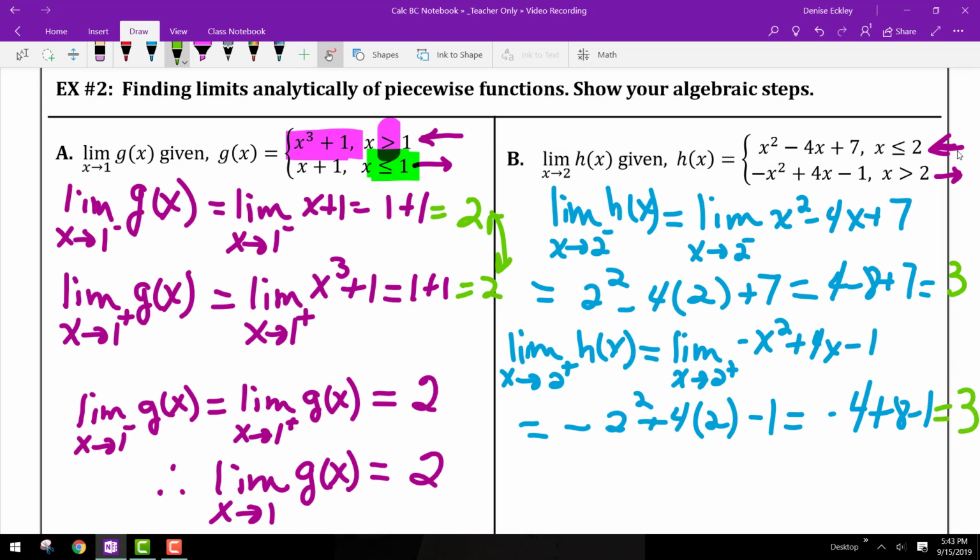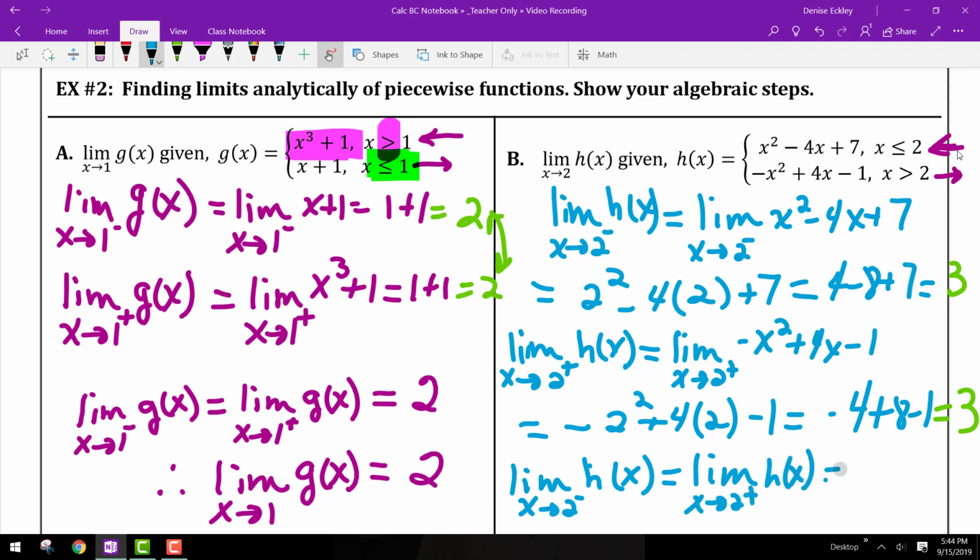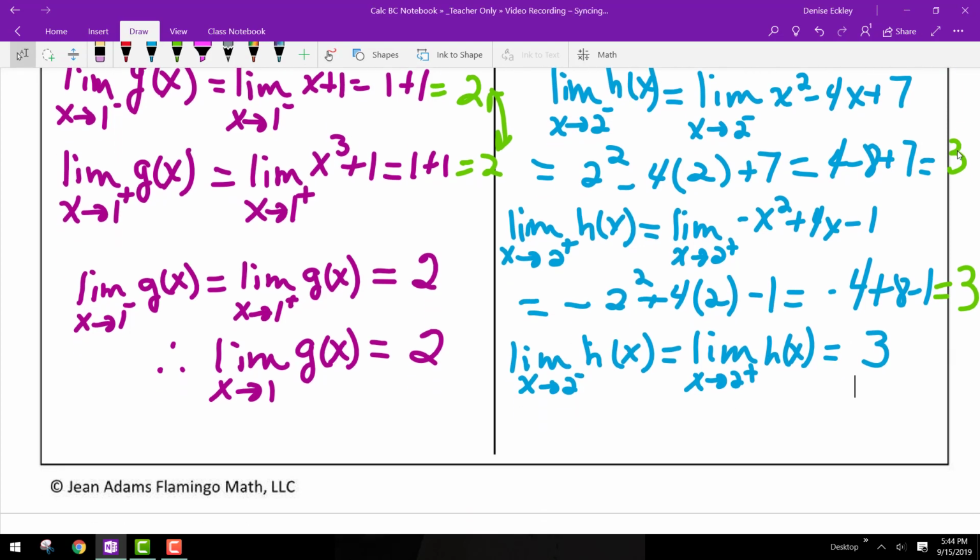So we have just shown that the limit as x approaches 2 from the left of h of x is equal to the limit as x approaches 2 from the right of h of x, which is a value of 3. Therefore, the limit of h of x as x approaches 2 is going to equal 3.